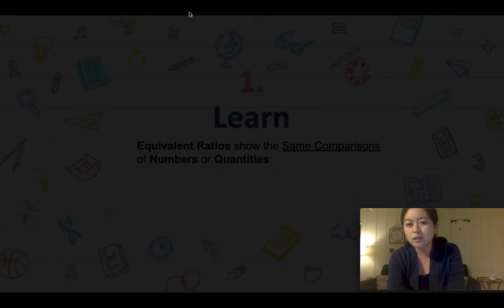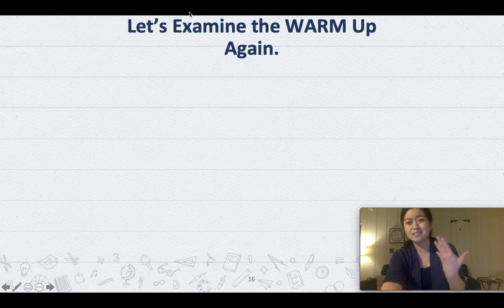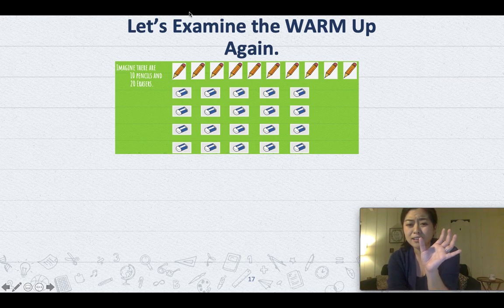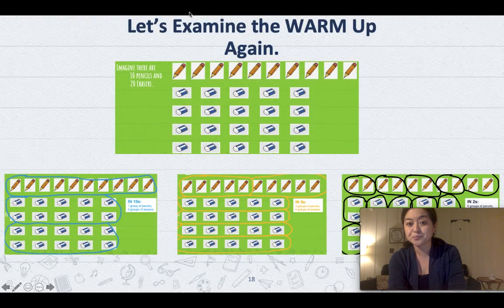And for us to really understand that, we're going to examine the warm-up again, okay? Now, remember, this is what we originally had. We had 10 pencils and 20 erasers. Then we divided 10 pencils and 20 erasers into groups where each group had the same number of items. Like this. Do you remember?